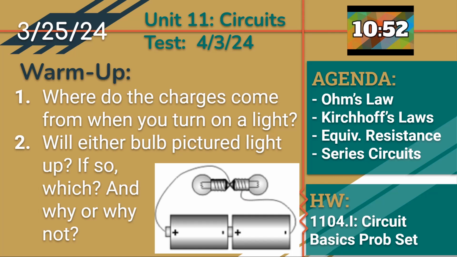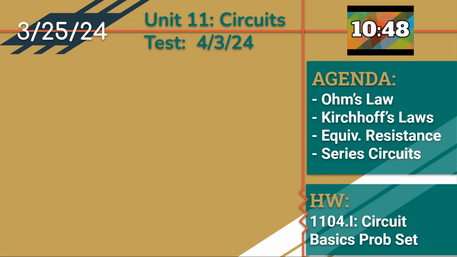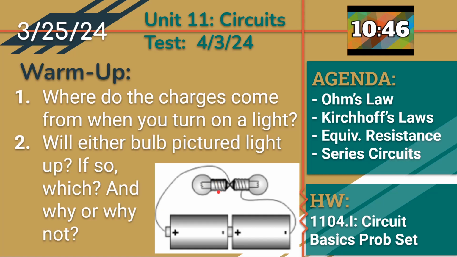So only the one on the right. The one on the left will not light up because there is nothing contacting the side of this bulb, meaning that those charges don't have a pathway out and back to the battery again. They're not going to be flowing through it without a pathway. So again, only the bulb on the right.